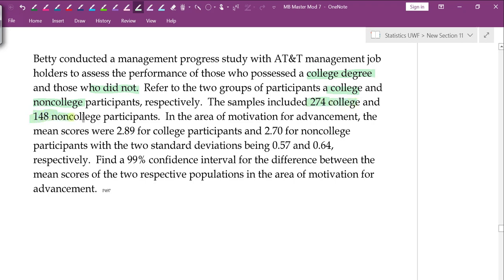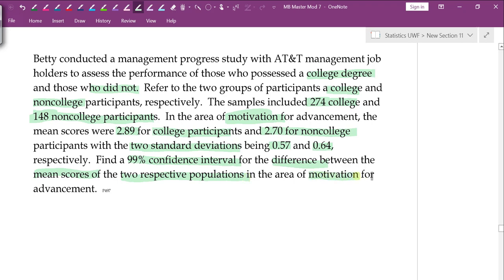In the area of motivation, this is what we're studying, for advancement, in other words, promotions, the mean scores were 2.89 for college participants and 2.7 for non-college participants. We had two standard deviations being 0.57 and 0.64 respectively, and this was obtained from samples. So find a 99% confidence interval for the difference between the mean scores of the two populations in the area of motivation for advancement or promotion.